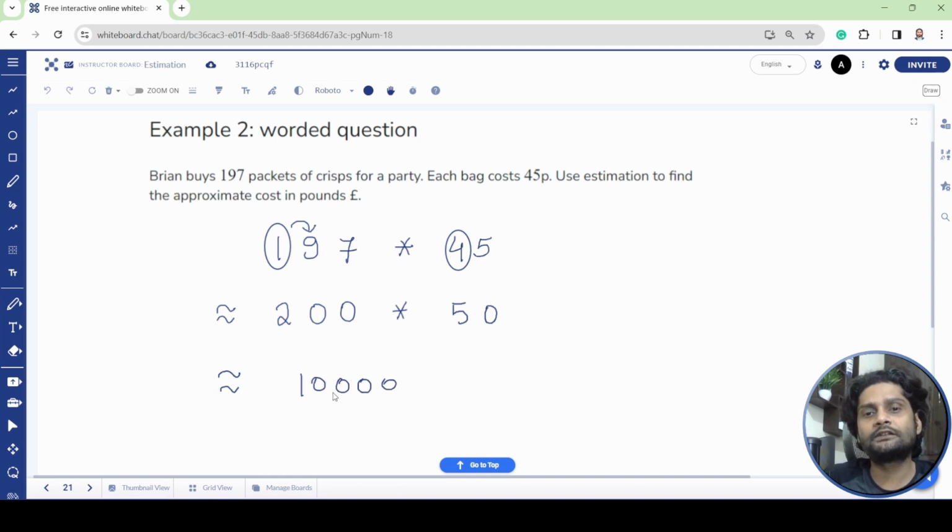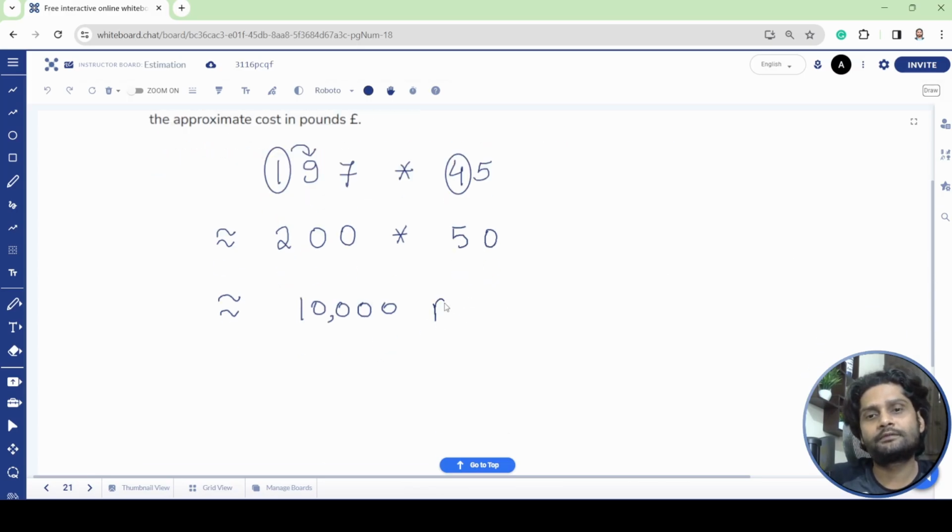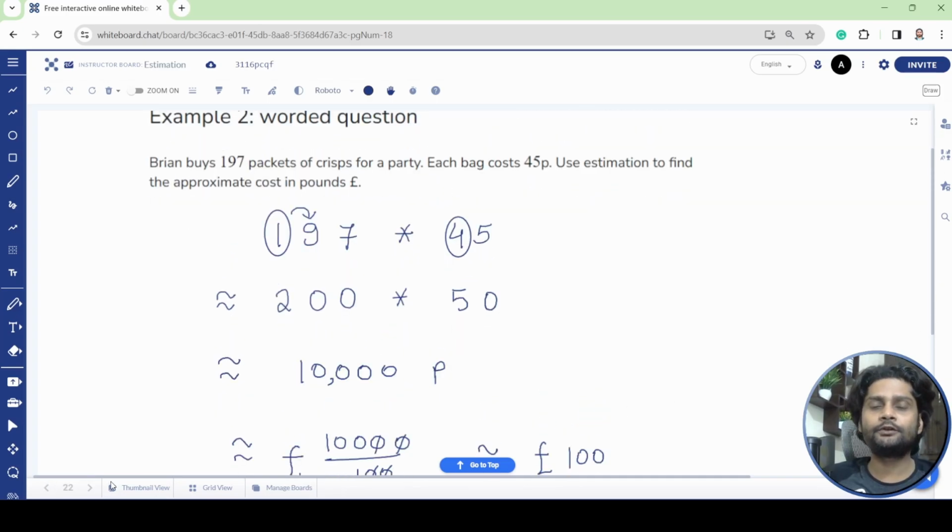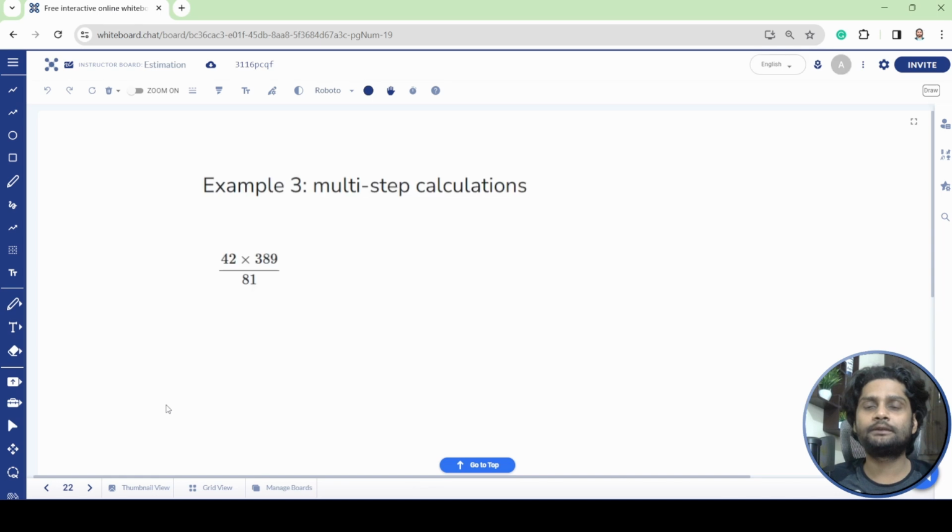So this is how we get 10,000 pence, or you can divide it by 100 to get pounds. So we get 10,000 divided by 100. 2 zeros get cancelled. We simply get 100 pounds as the answer. So it's approximately equal to 100 pounds. Simple. Let's continue with the next question, where we have multiple operations.